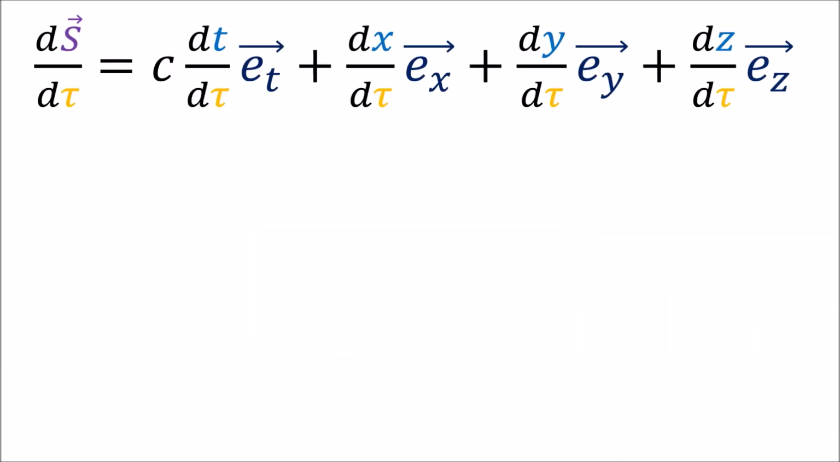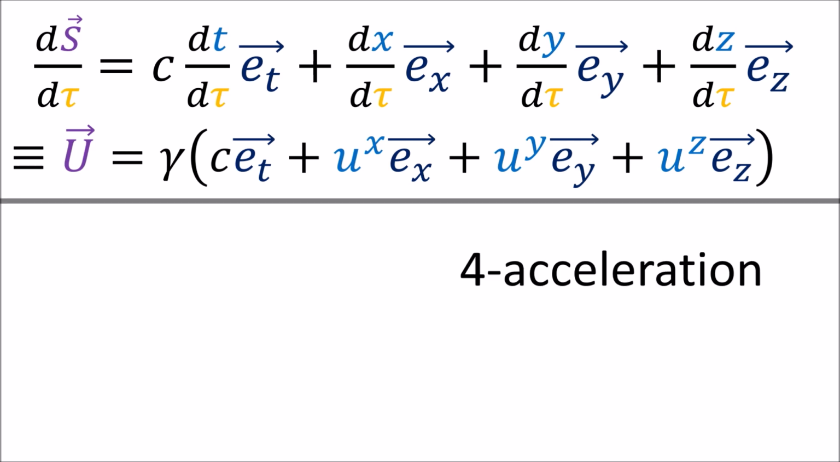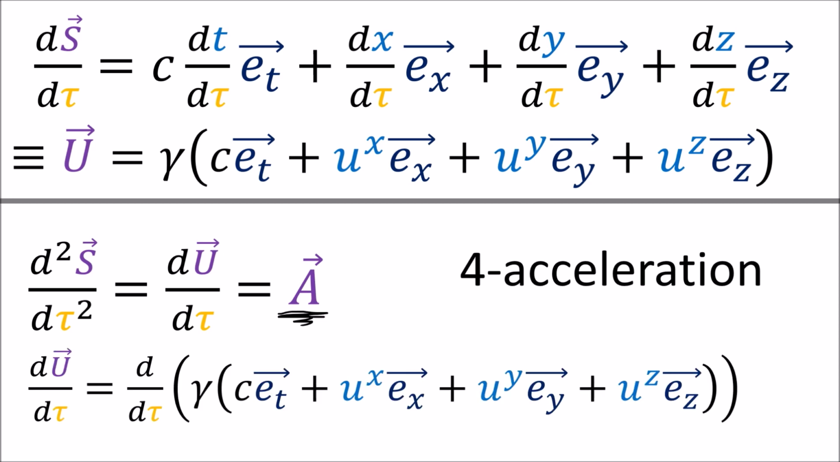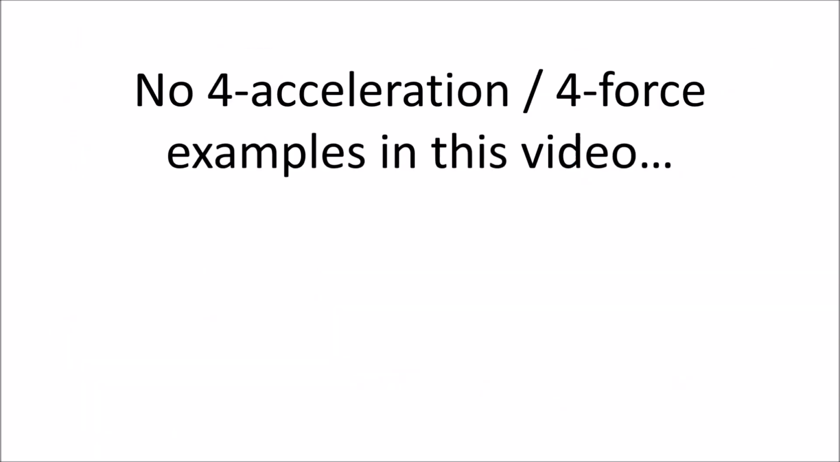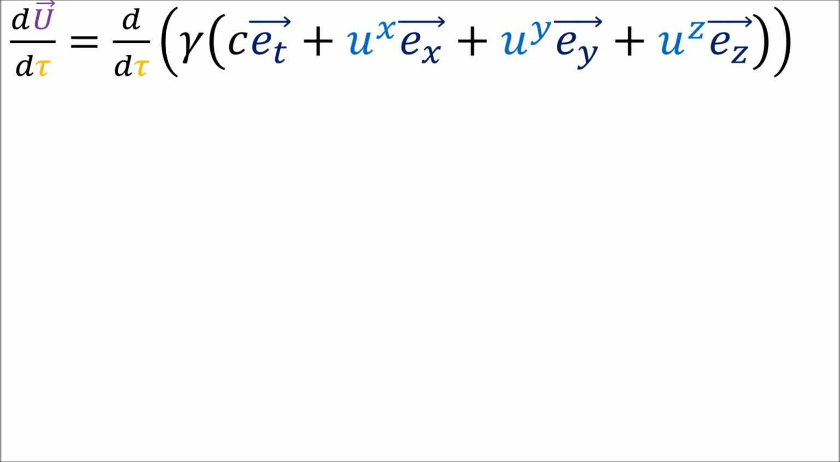So we've seen that the derivative of 4 position s with respect to proper time tau gives us the 4 velocity u. It's probably not surprising that if we take the second derivative of 4 position, which is the first derivative of 4 velocity, we get another vector called the 4 acceleration, denoted by capital A. Now, I'm not going to go into a ton of detail with 4 acceleration because I'm going to cover acceleration in special relativity in great detail in the Relativity 105 videos, so you can watch those videos to learn more. But I'll do a quick derivation of the formula for 4 acceleration, and you can pause the video if you want to look at it.